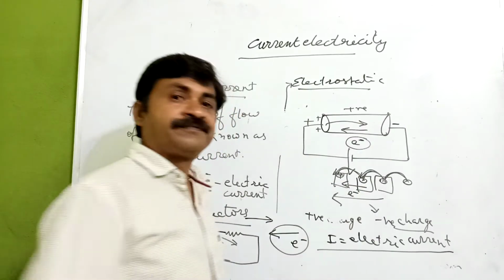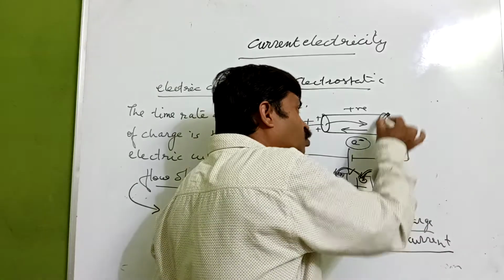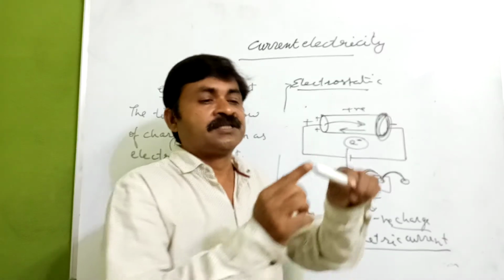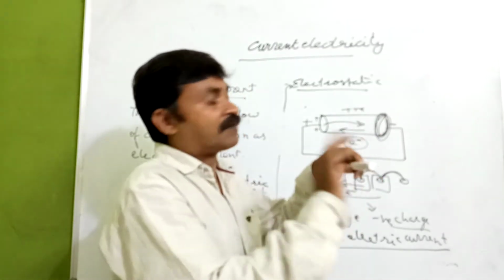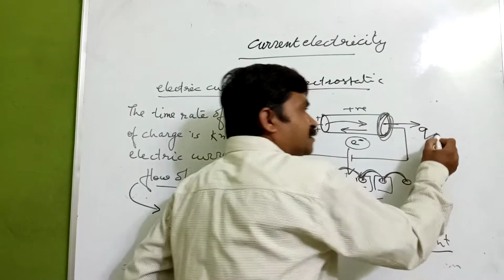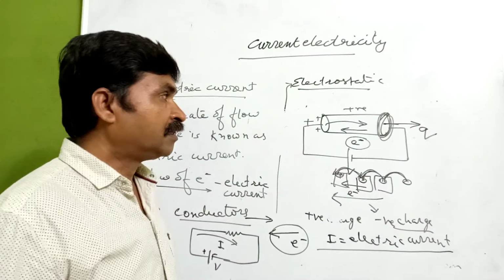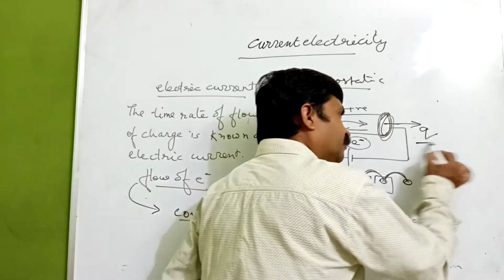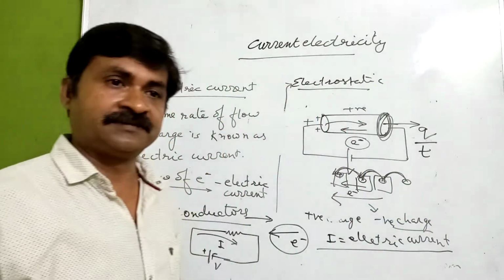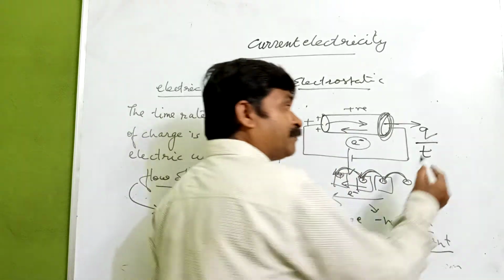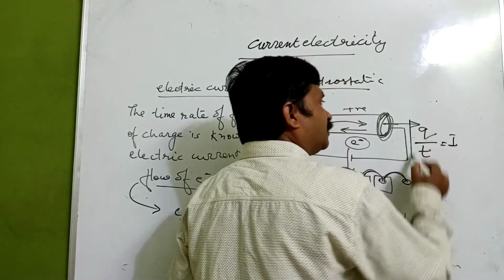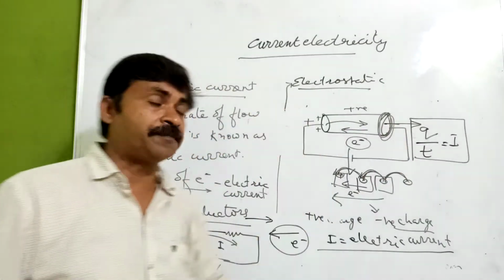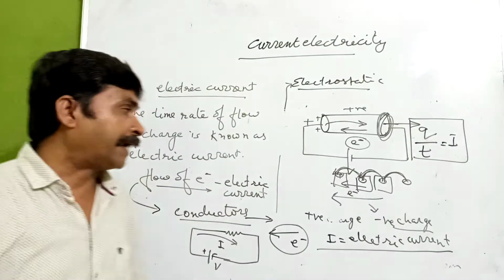There is a flow of charge, and this flow of charge is through a cross-sectional area. This is the area through which they are flowing. Now, time rate of flow of charge means we have to divide the charge by t. If we divide it by t, it is going to be the electric current, the time rate of flow of charge.